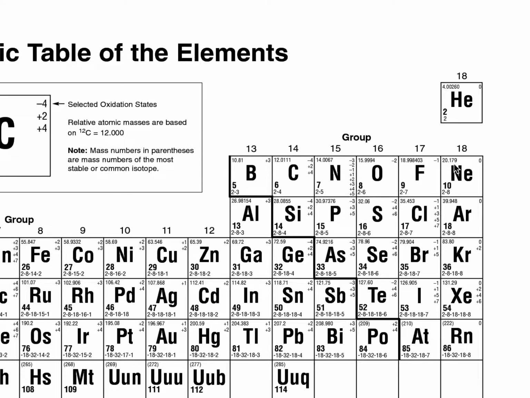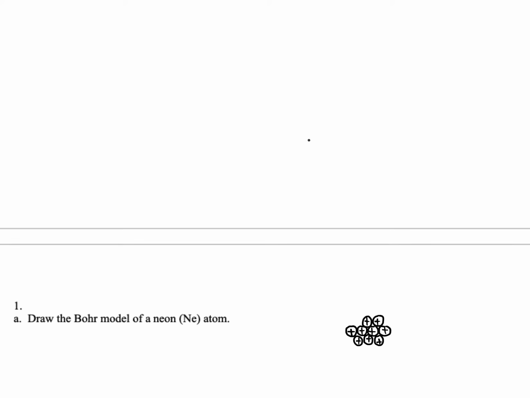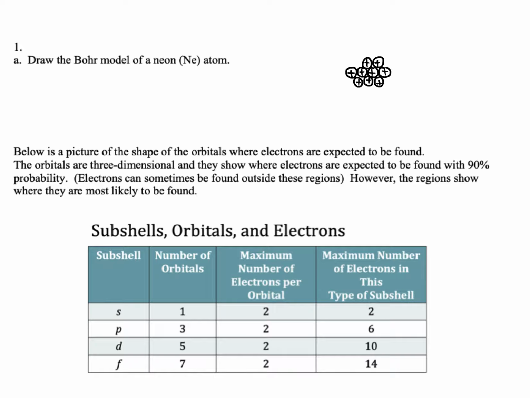Since neon's mass from the periodic table is approximately 20, we can assume that the most common form of neon has 10 neutrons in its nucleus as well. So I'll just draw those neutrons as red particles here. Alright, there's a neon nucleus.